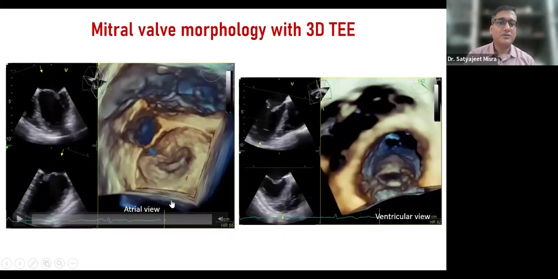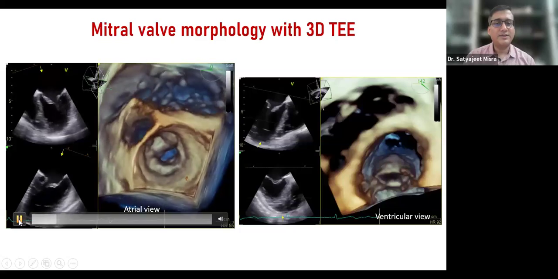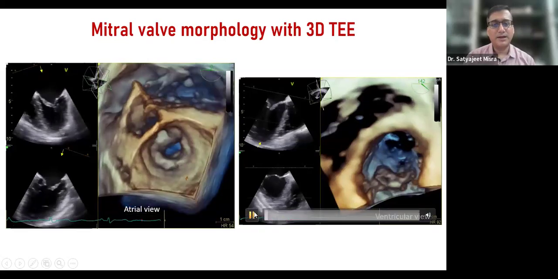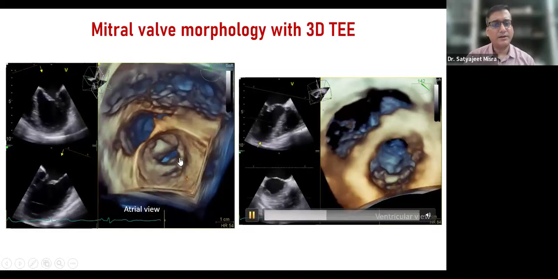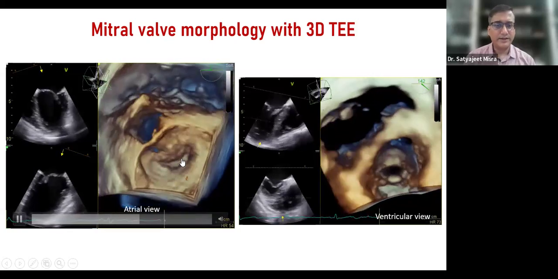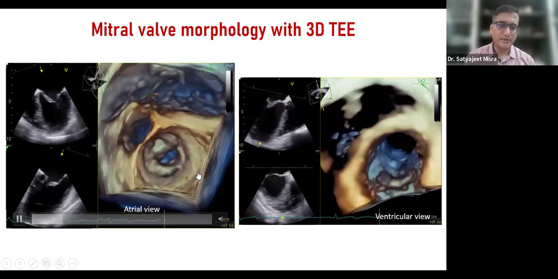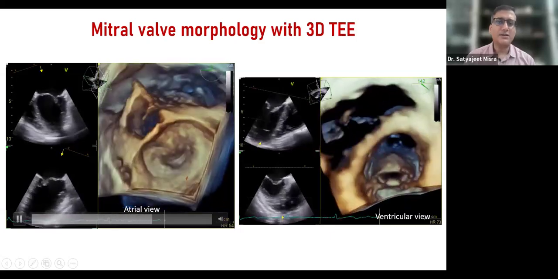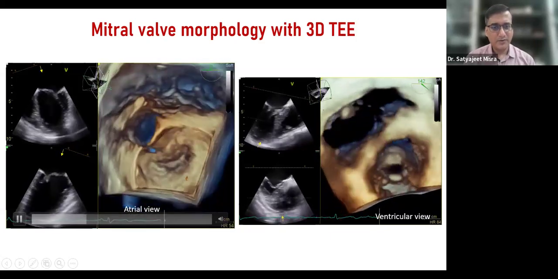For example, in procedures like MitraClip, 3D TEE is a must, without which they will not be able to deploy the clip. So looking at the first aspect, when you look at the morphology of the mitral valve, or for that matter any valve with 3D TEE, it's a wonderful tool to understand the morphology as well as to teach the morphology to students.